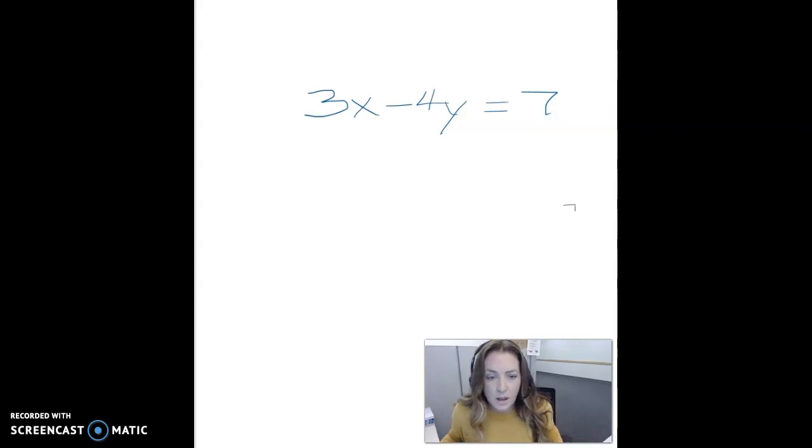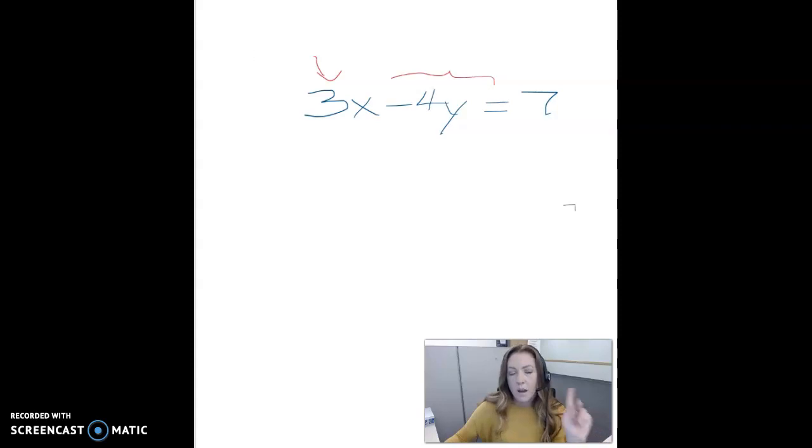Okay, so let's look at 3x minus 4y equals 7. If we want to get x alone, what that means is we've got to get rid of the 3, and we have to get rid of this whole term, the negative 4y. So when you solve literal equations, look at your letter first, and then you have to move everything that's by it. So we want to do the inverse operations, so we're going to add or subtract anything first.